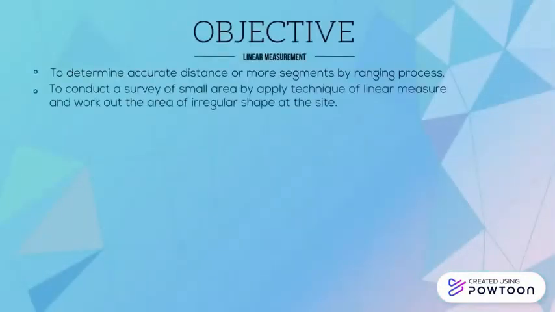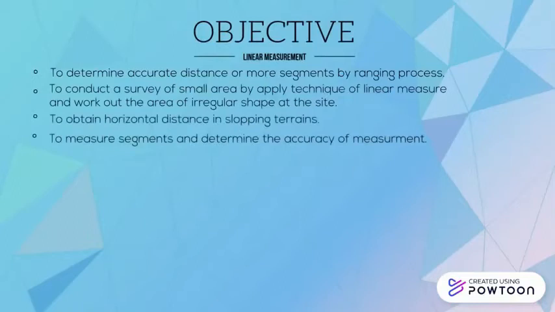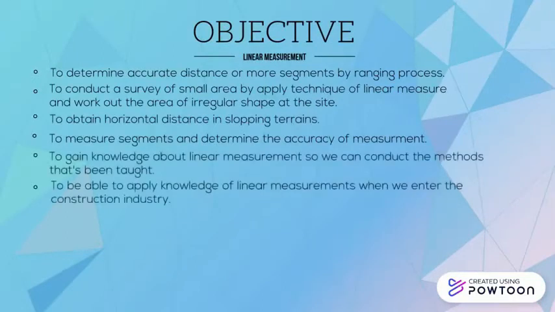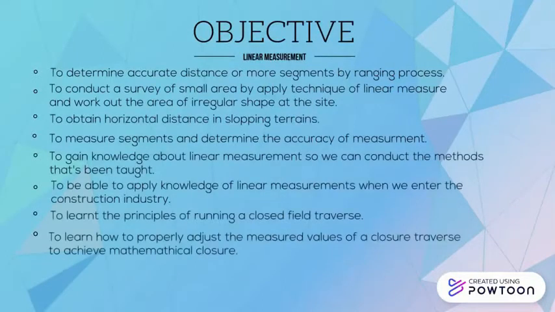I will be presenting the objectives of linear measurement. Firstly, it is to determine accurate distance or measure segments by ranging process. Secondly, it is to conduct a survey of a small area by applying techniques of linear measurement and work out the area of irregular shape at the site.